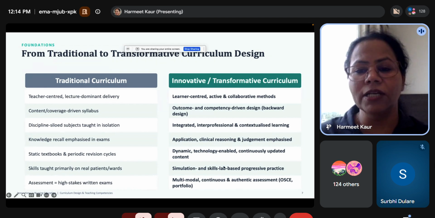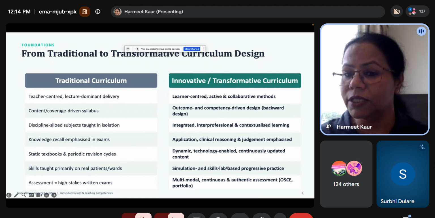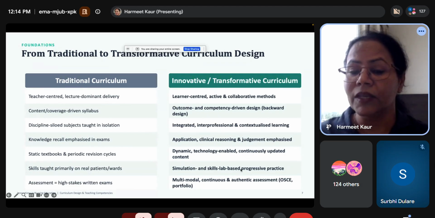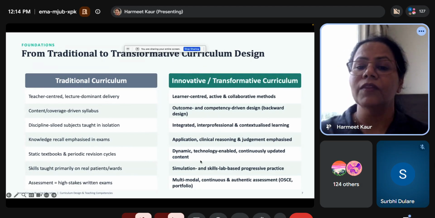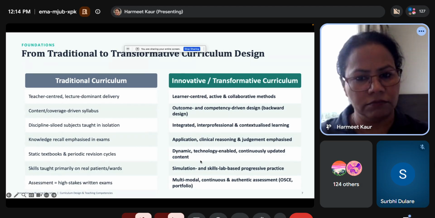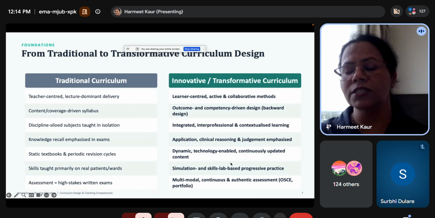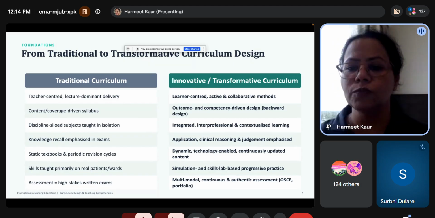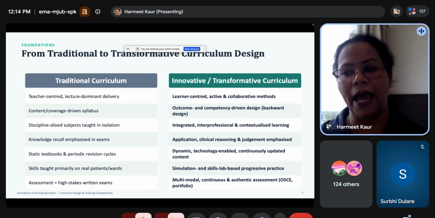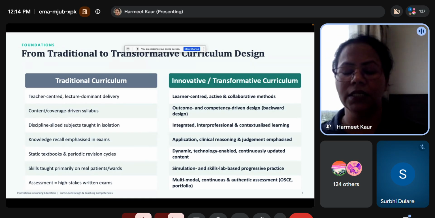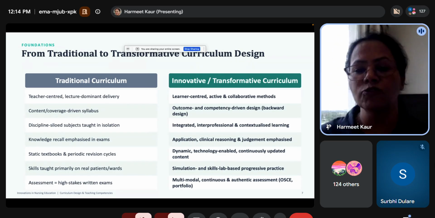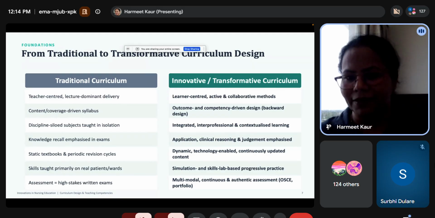Okay. Then dynamic, technology enabled, continuously updated content. That is very important, that the curriculum is always dynamic. This is not a thing that curriculum is in our hands, we have to just complete the topics. No, it should be continuously updated, because as per industry needs, as per healthcare evolution, we may have to include some topics.